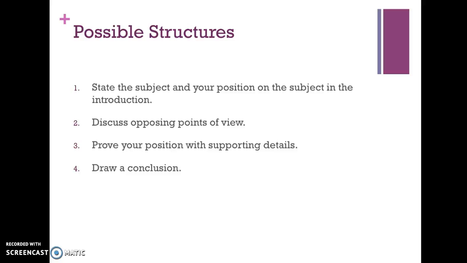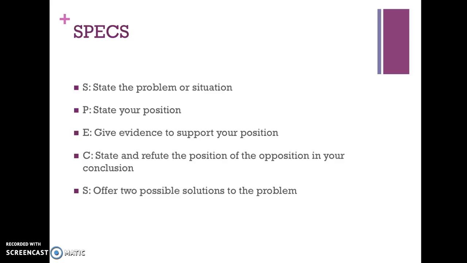Another alternative when it comes to structuring your editorial is the SPECS method. So S, state the problem or situation. P, state your position. E, give evidence to support your position. C, state and refute the position of the opposition in your conclusion. And S, offer 2 possible solutions to the problem.